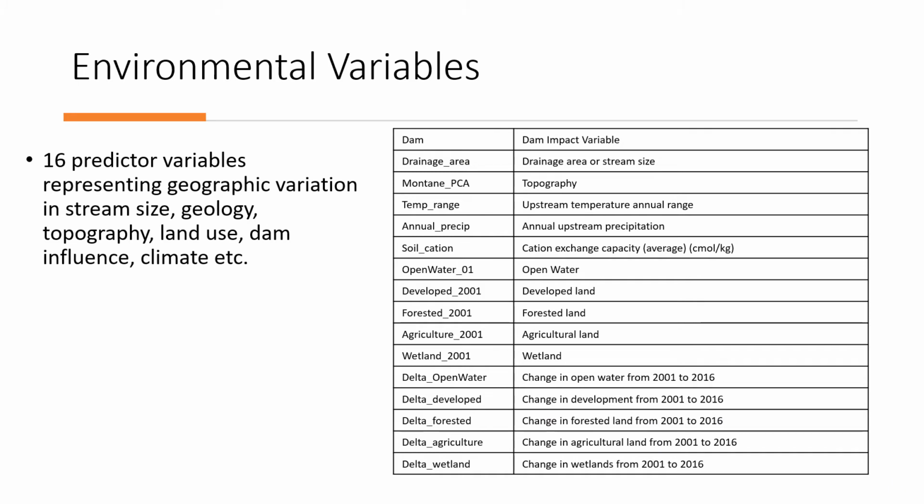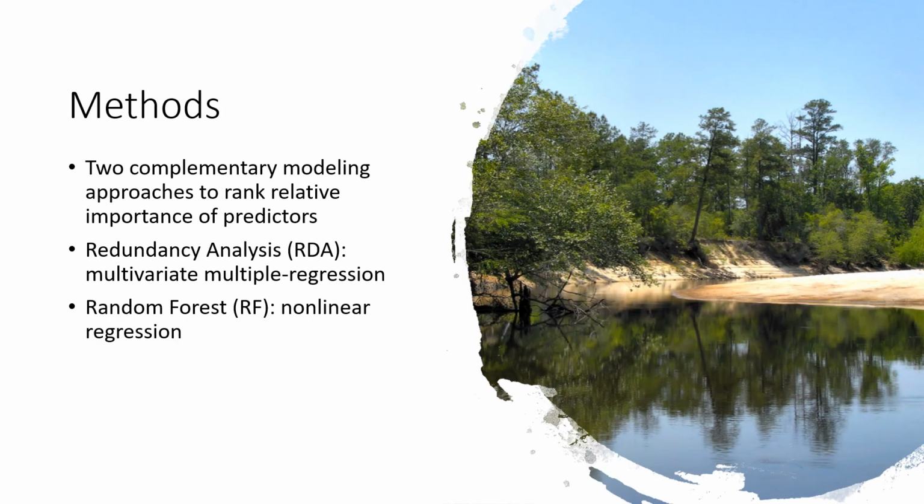So we also have 16 predictor environmental variables. And the idea is these are all the things that can impact flow, or all the environmental variables that impact the flow regime. We also used 2 complementary modeling approaches throughout this research. So first we use redundancy analyses, which are a multivariate multiple regression model. And we also use random forest, which is a tree-based nonlinear regression model.